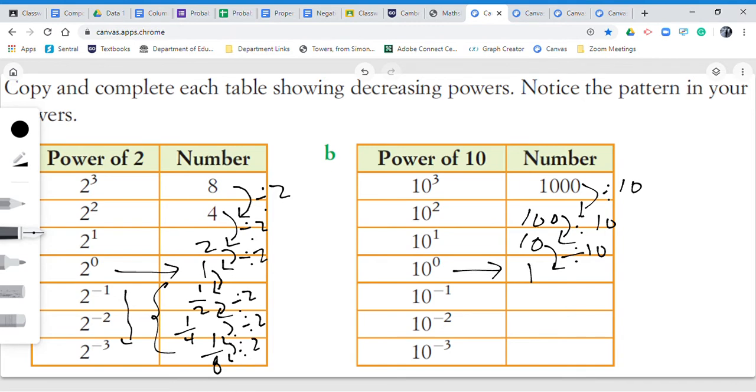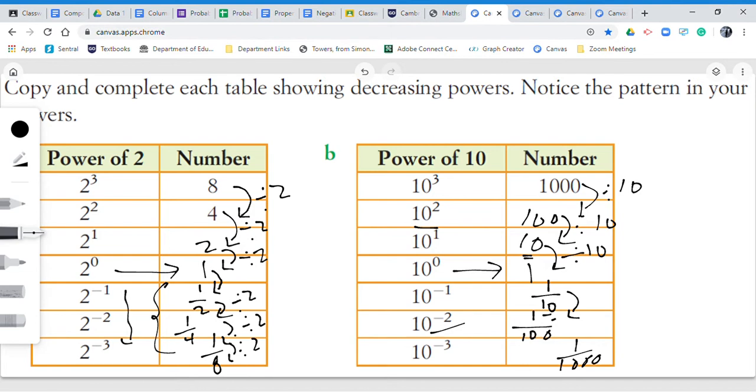This is where we can start using the same pattern we used before. What's 1 divided by 10? It's the next one. So 10 to the power of negative 1 is 1 over 10. I'm kind of looking up above. Next one, 10 to the power of negative 2 is 1 over 100. Next one will be 1 over 1,000. That's how I got those.